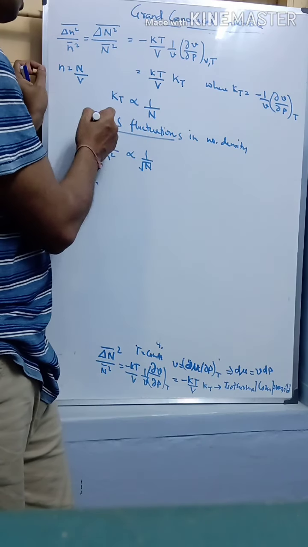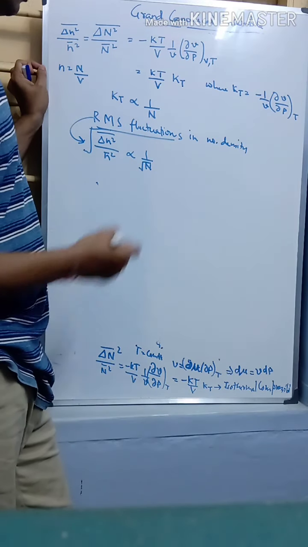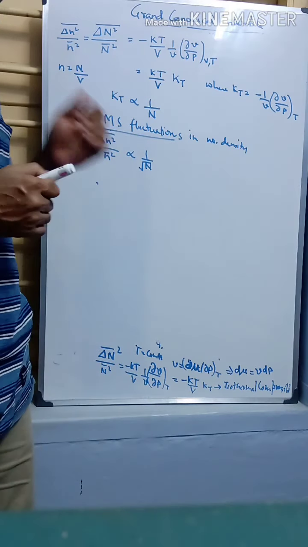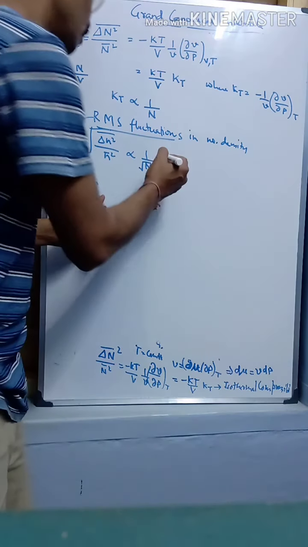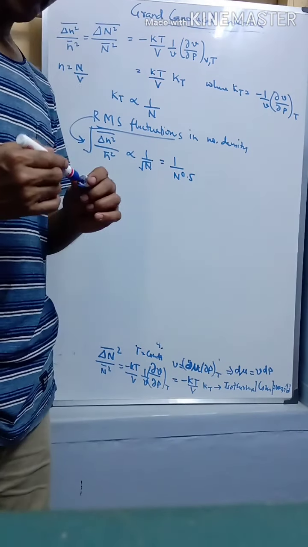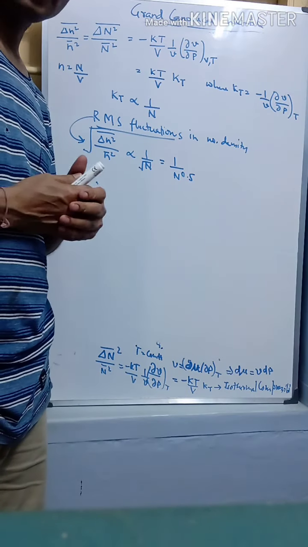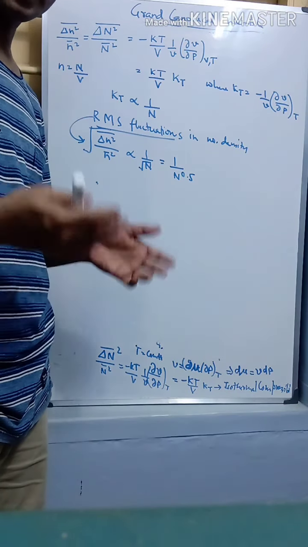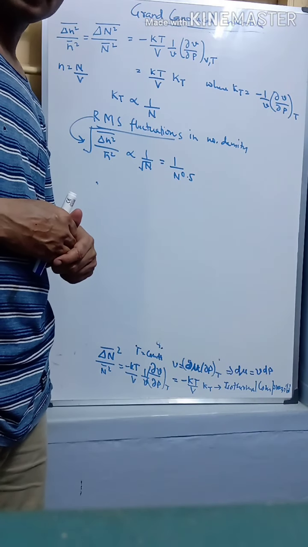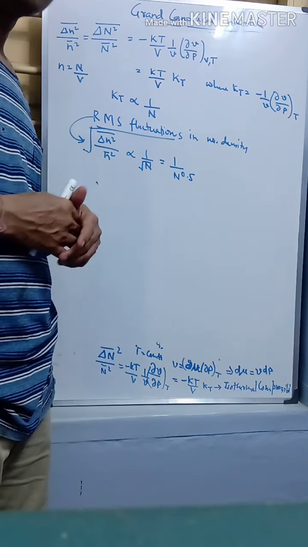So this is called the root mean square fluctuation. We can see that the root mean square fluctuation in the number of particles varies as 1 by square root of N, which is basically 1 by N to the power 0.5. As the number of particles becomes large, which is the case for thermodynamic systems, our grand canonical scheme converges to that of the canonical scheme and to the microcanonical scheme.